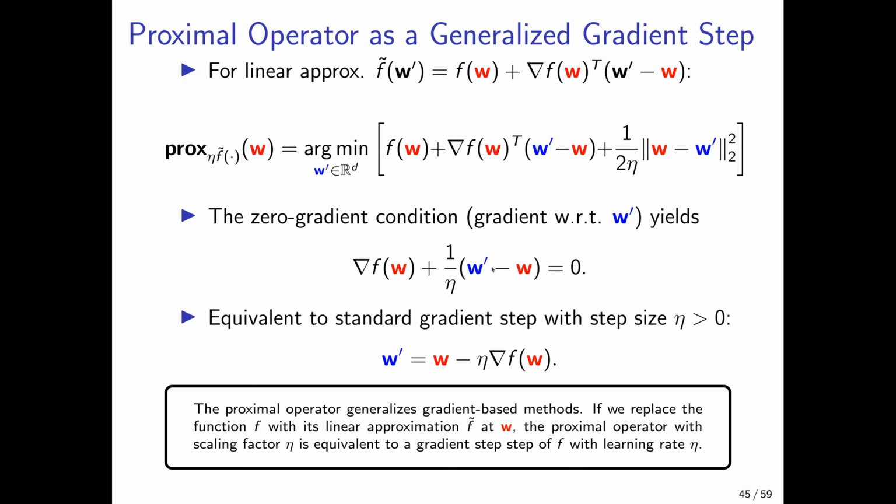And this is convex, so we can do this using the zero gradient condition. We compute the gradient with respect to w prime as we minimize over w prime. And this is what we get. And then we can rearrange terms. And it turns out that evaluating the proximal operator is just equivalent to a standard gradient step with step size eta in this specific case, when we are using this linear approximation.